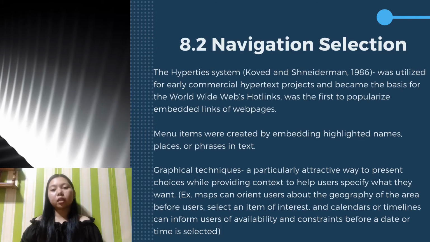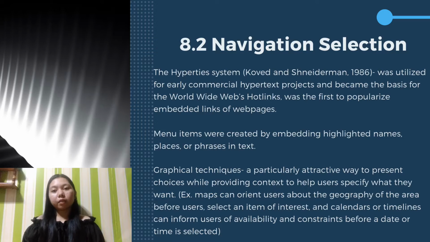Menu items were created by embedding highlighted names, places, or phrases in text that informs users and helps to clarify the meaning of the menu items. Graphical techniques are a particularly attractive way to present choices while providing context to help users specify what they want. For example, maps can orient users about the geography of the area before users select an item of interest, and calendars or timelines can inform users of availability and constraints before a date or time is selected.